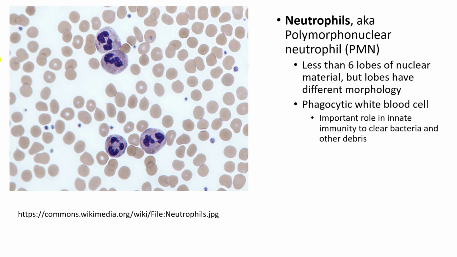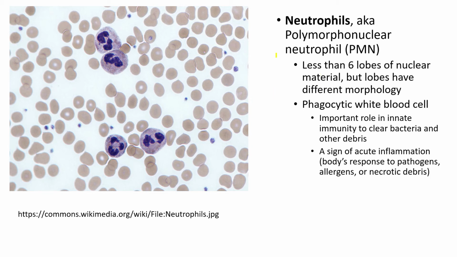white blood cells. Phagocytic meaning actually translating to eating, and these are going to eat or engulf bacteria and other debris, and they have an important role in innate immunity. And neutrophils are always a sign of acute inflammation, so our body's response to pathogens, allergens, or necrotic debris. And a large component of pus and abscesses due to infections are going to be neutrophils.